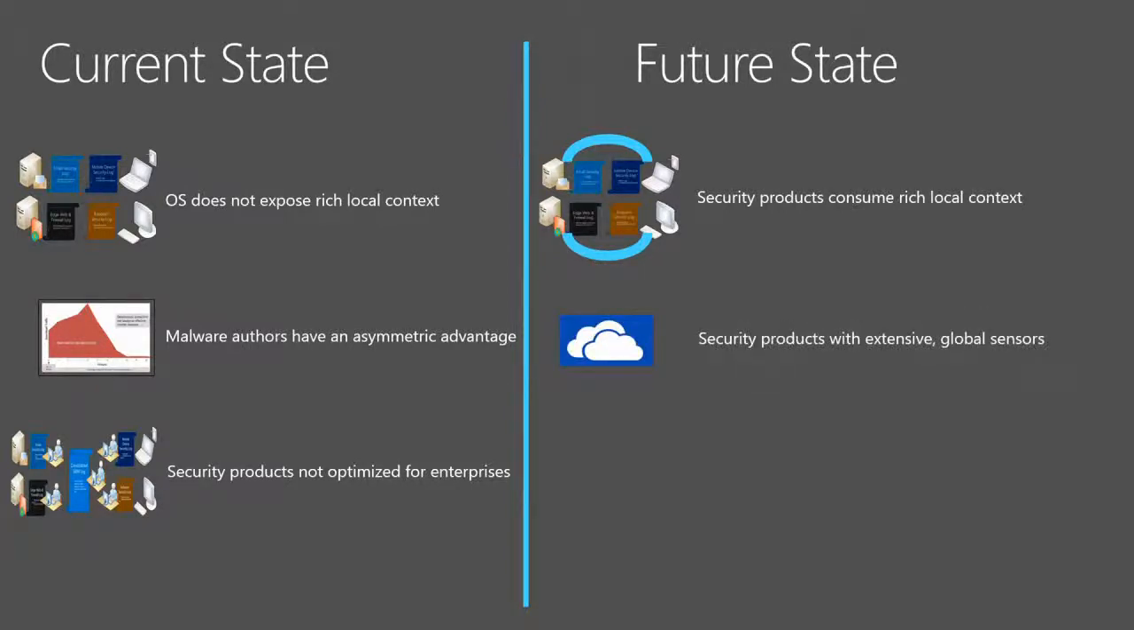Second, to combat the advantage that malware authors have, the asymmetric advantage. Remember the 8-hour timeline that I mentioned? In the future, we think security products will have extensive global sensors and will be able to know what happens on every single machine instantaneously. It's not the future. We can do that with Windows 10, and I'll show you how in this talk.